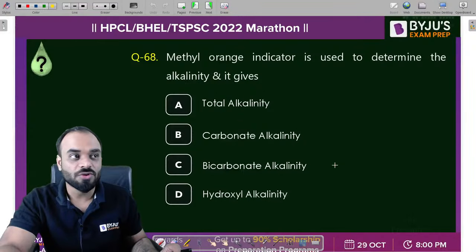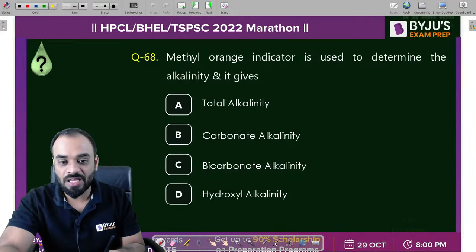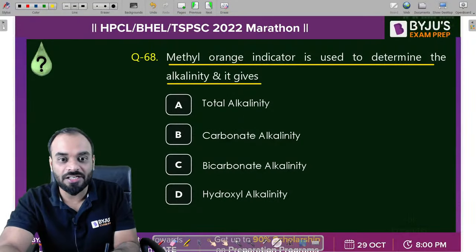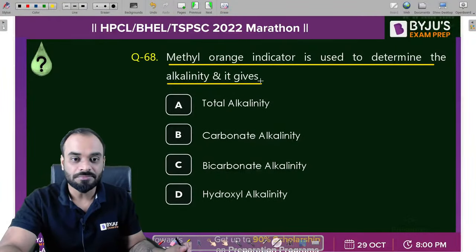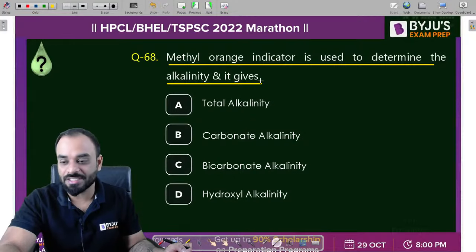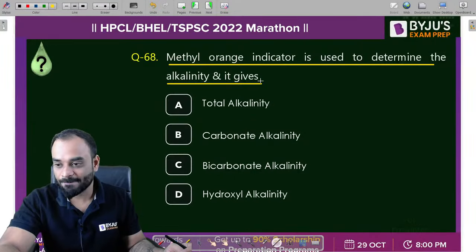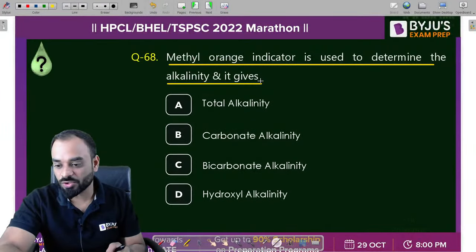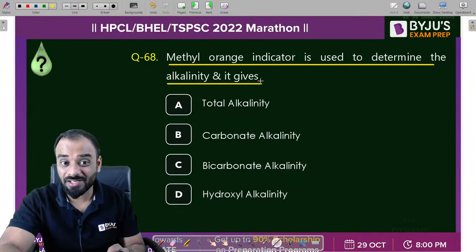Okay, perfect. So methyl orange indicator is used to determine the alkalinity, and it gives what? Tell me, guys. Methyl orange indicator. Some are saying total alkalinity. Some are saying, sir, hydroxyl alkalinity.